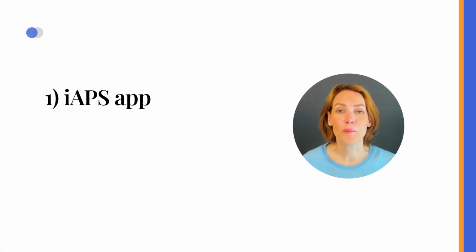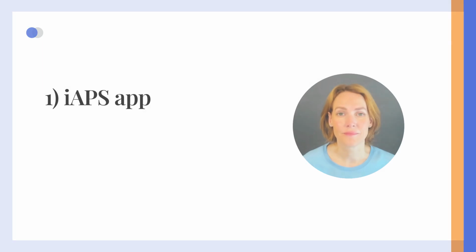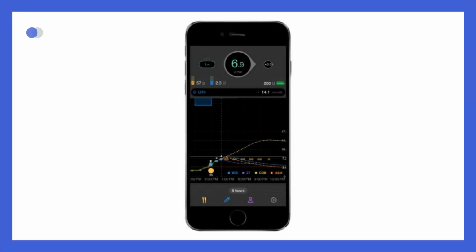1. iAPS app. When you open the iAPS app, you can see the iAPS home screen. The top row shows a loop icon with a timestamp of the latest loop cycle. The loop icon color should be green. If the last loop cycle was more than 5 minutes ago, the circle changes to orange, and after more than 10 minutes, it changes to red.